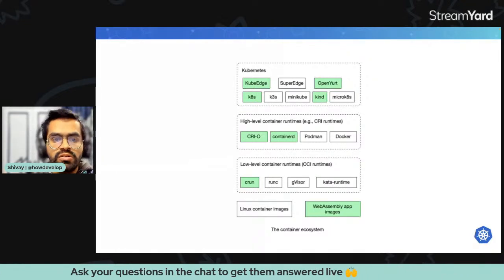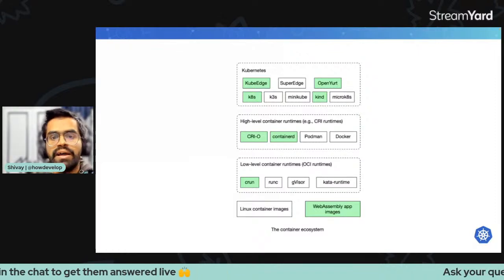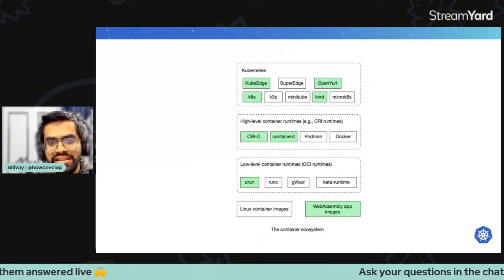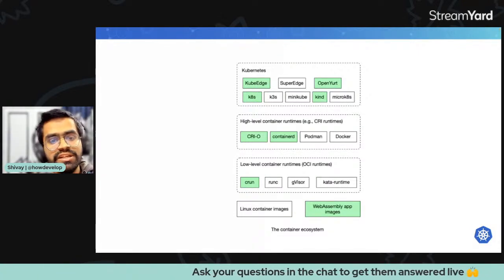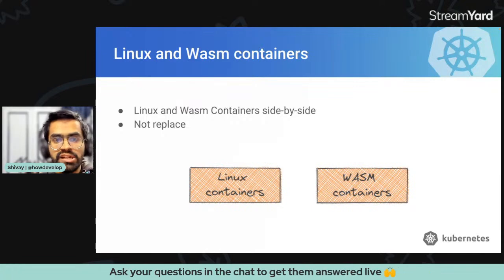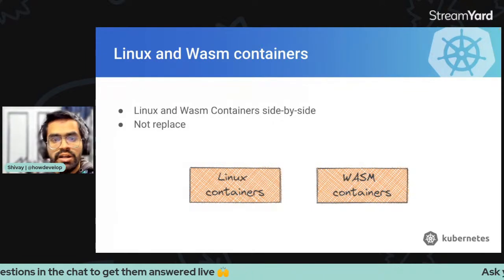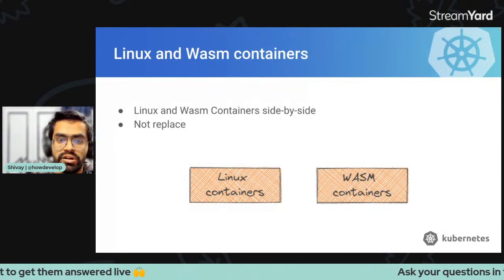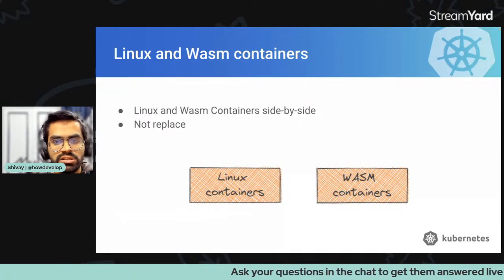And then you have two different types of container runtimes. You have your high level container runtime and your lower level container runtime, and at the end you have your actual container images. So the idea is that you basically run your Linux containers and your WebAssembly containers side by side. So WASM containers are not a replacement for your Linux containers. In fact, they work very well and they complement each other side by side.